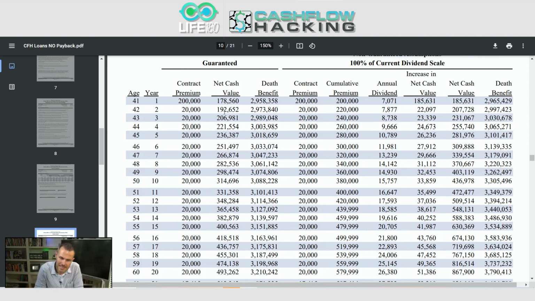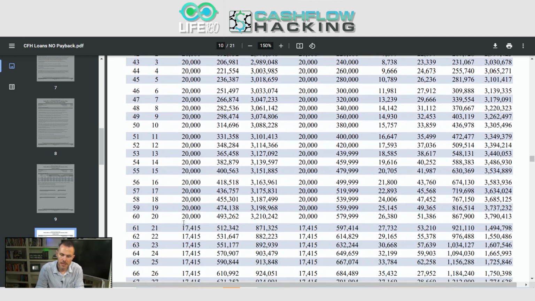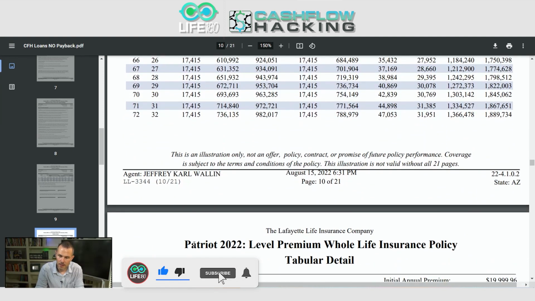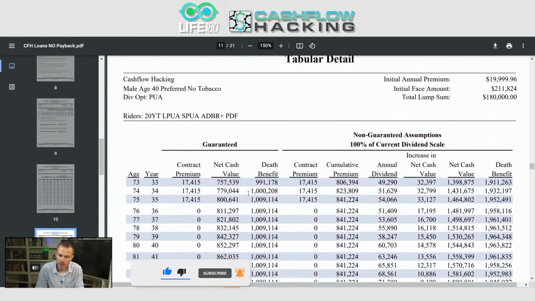So let's get right into this. What I wanted to show is a $200,000 dump in. What I did here is I created what I call the ideal cash flow hacking policy, where you're putting in a massive front load into the policy. So it was a $180,000 front load with a $20,000 annual premium. You can see the $20,000 annual premium continues. After that, it is $17,000 a year because it goes down because of the PUA restrictions. And then it's fully paid up at 75.